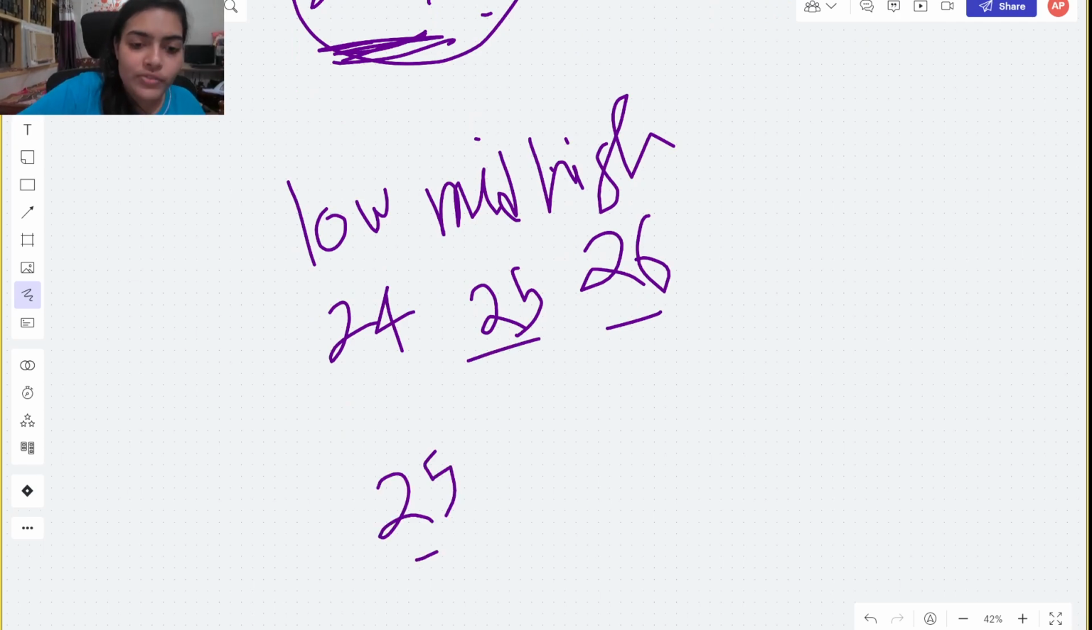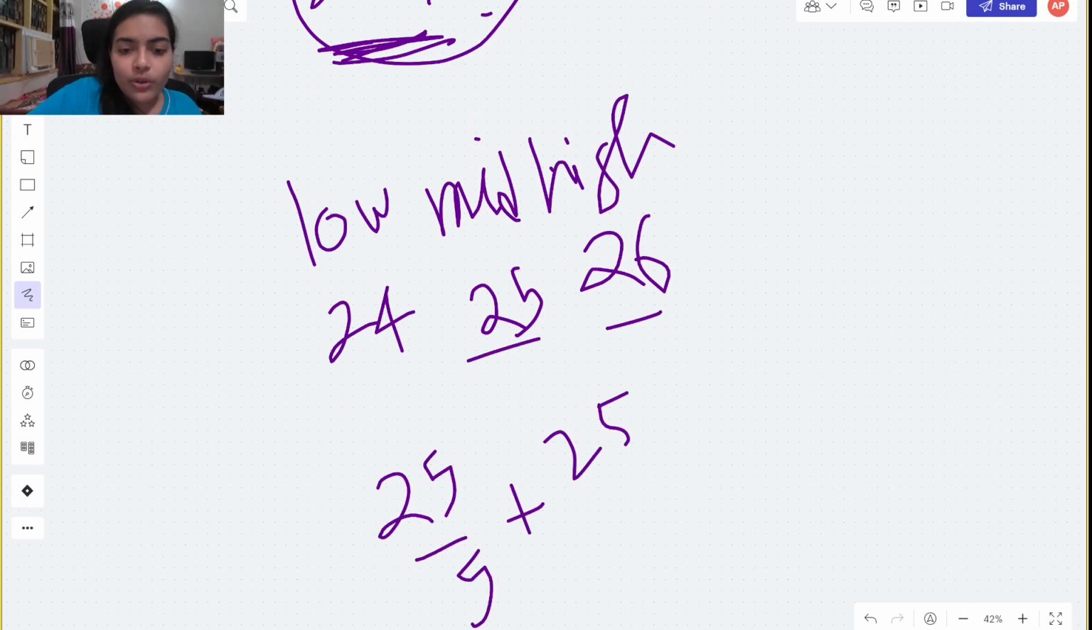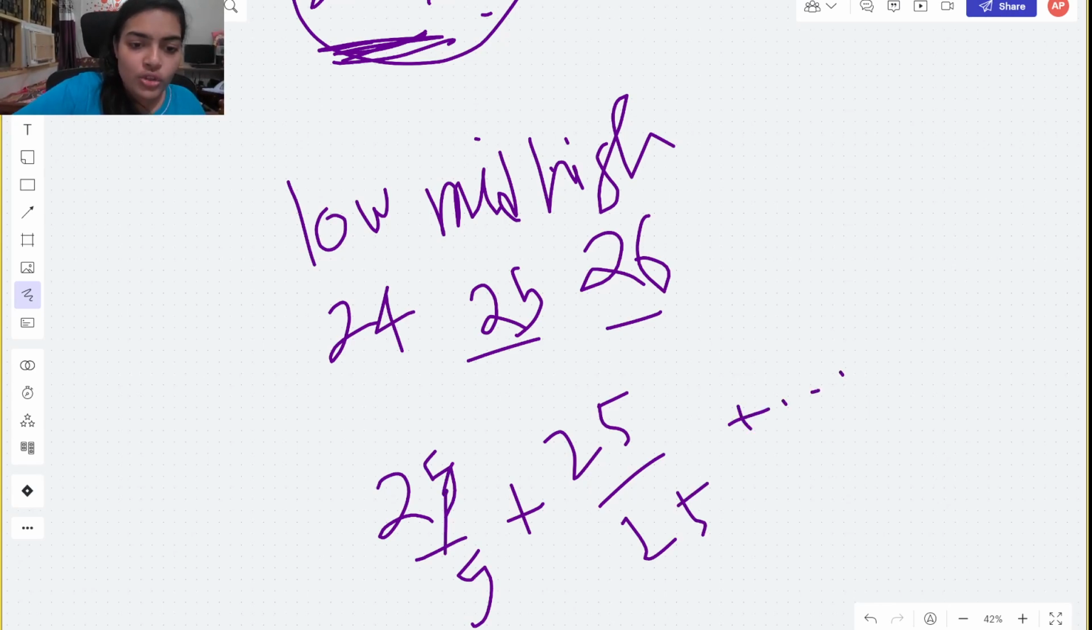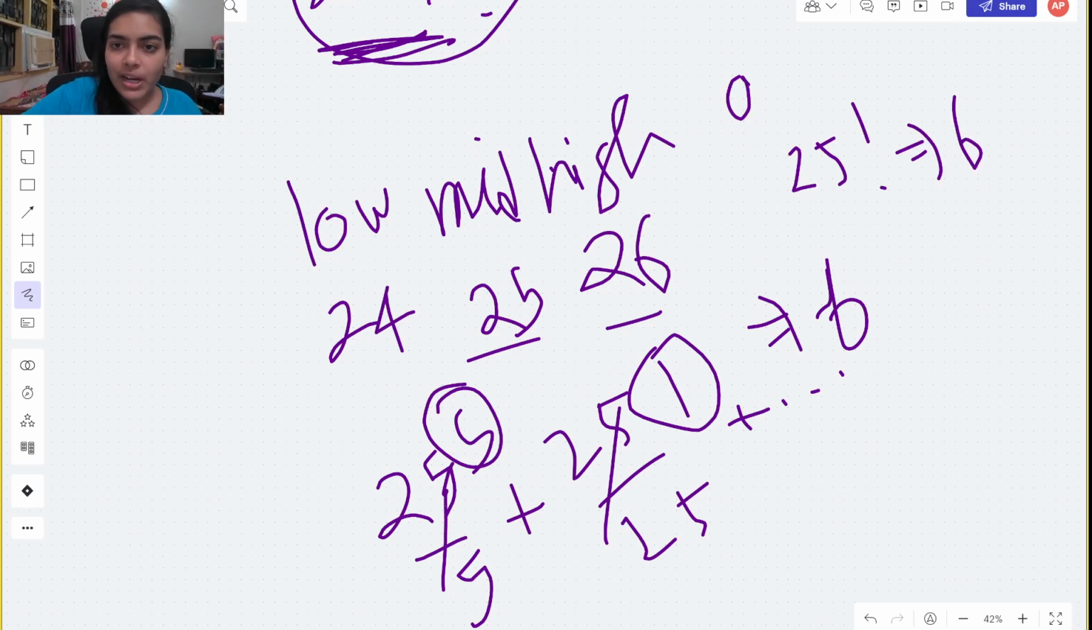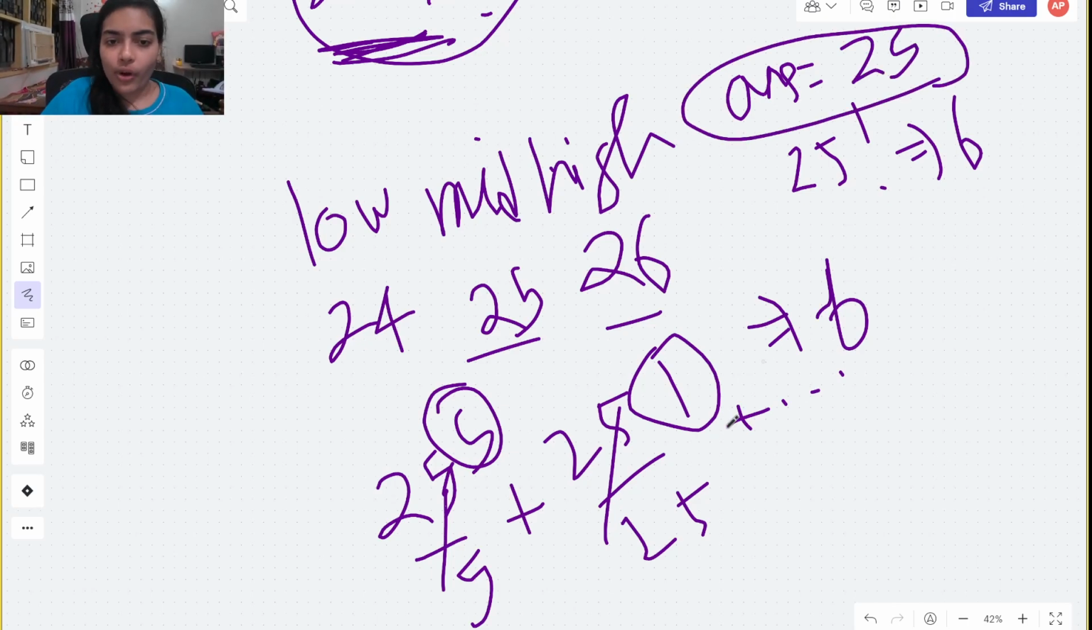Now let's find the number of zeros in 25 factorial. So it's equal to 25 by 5 plus 25 by 25. After this, everything will give 0, right? So this is 5, this is 1. So 5 plus 1 is equal to 6. Again, you can see 25 factorial also has 6 zeros. So now we will change our answer variable and our answer will become 25. 25 is our answer for now, okay?